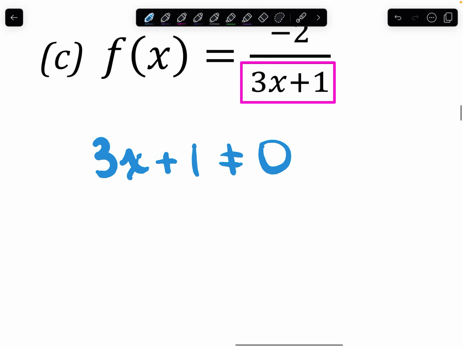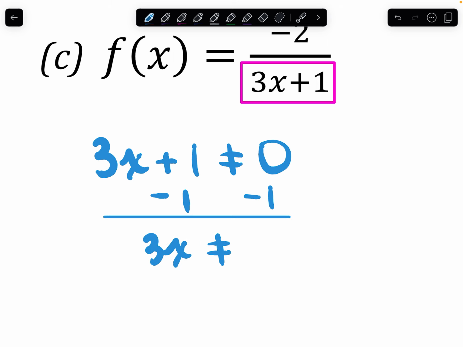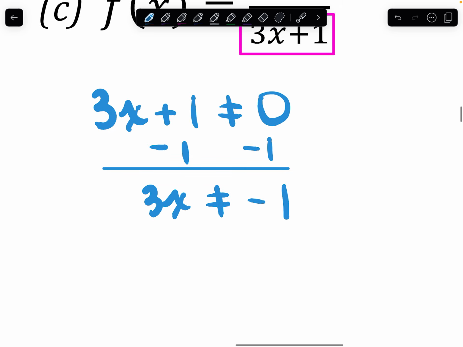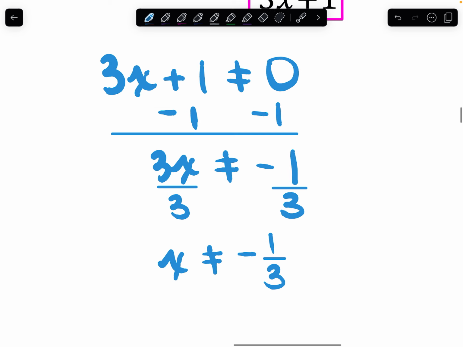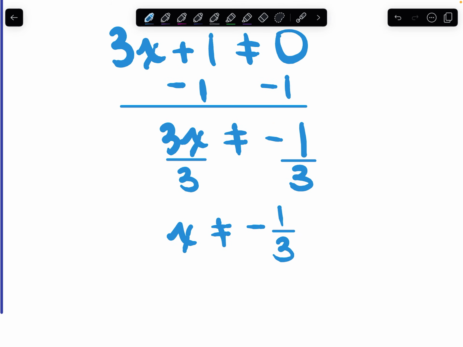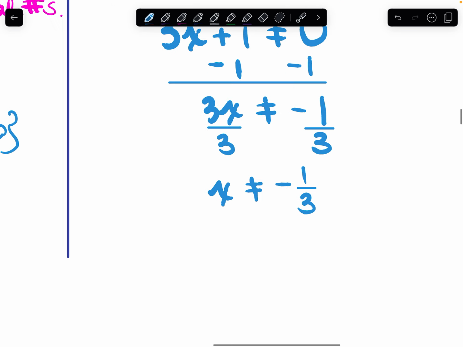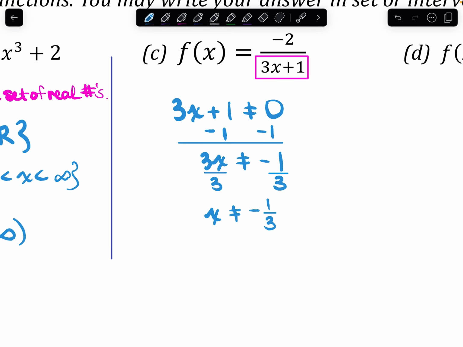So then we go through the algebra. I'm going to move my 1 over. So we get 3x cannot equal negative 1. I need to divide the 3 off. So I get x cannot equal negative 1/3. Do not write it as a decimal. Leave it as a fraction. Negative 0.3 is not negative 1/3. Negative 1/3 is that repeating decimal. Leave everything as a fraction form unless it states otherwise.